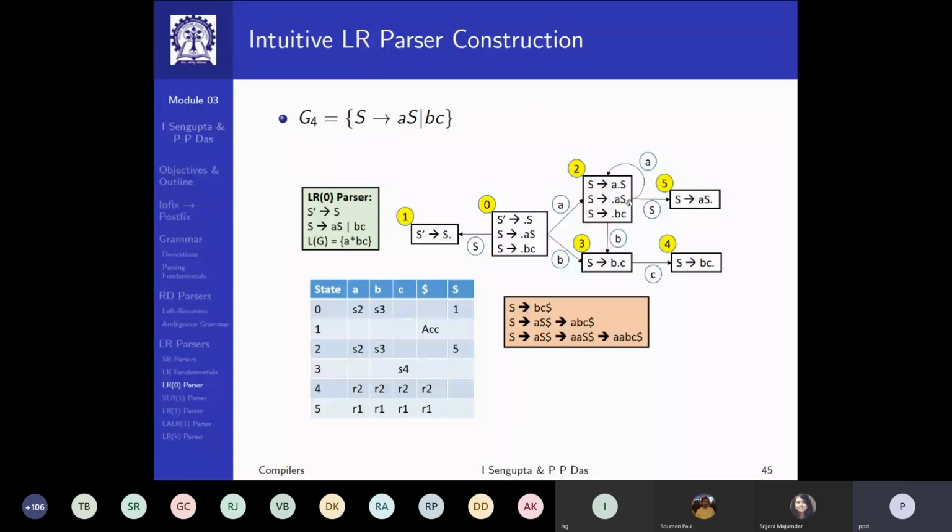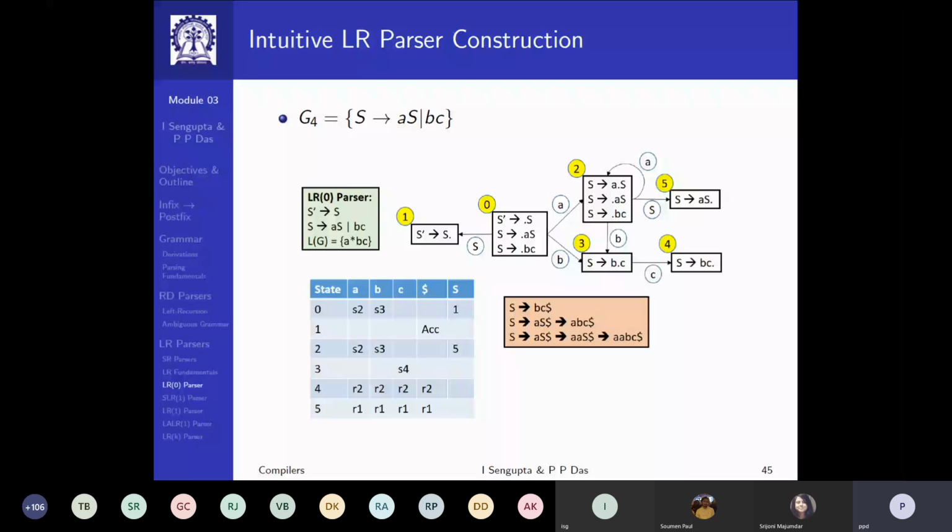So if I look into state 2 now, on A, I shift to state 2 itself. I stay in that. On B, I shift to state 3. And on S, if there's been a reduction to S, then I go to state 5. On 2, on S, I go to 5. That is, if I've been reduced to S, while before that I have been in state 2, then I go to state 5.